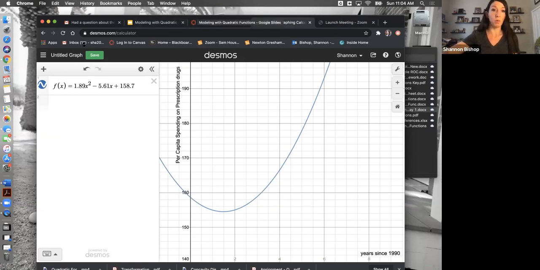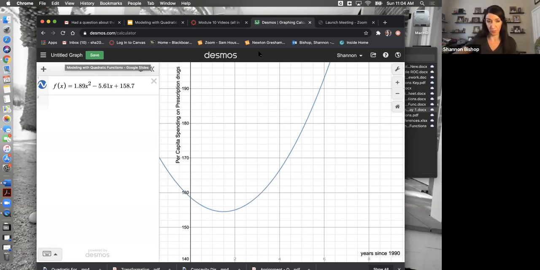So this is just wrapping up what you already saw. My hope here is that you've already gone through the document and the PowerPoint, and now you're just here to get the summary and the Cliffs Notes version. So, here's our quadratic function, per capita spending on prescription drugs, and what do these values tell us?